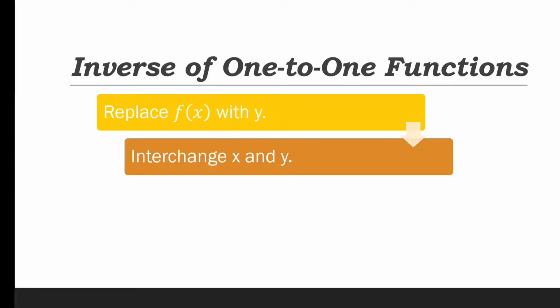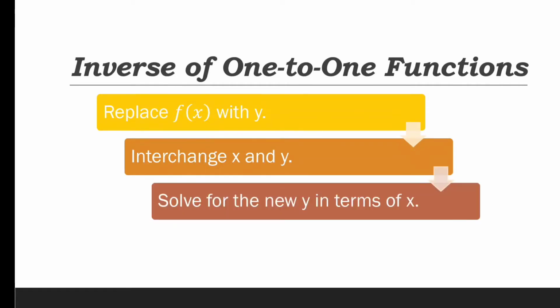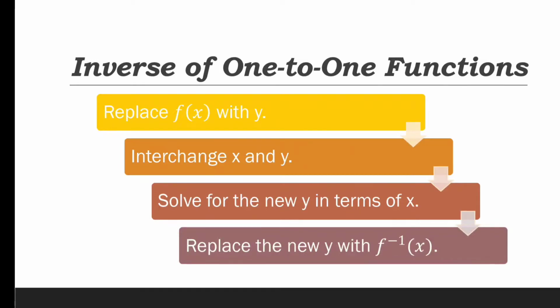We interchange x and y. Solve for the new y in terms of x. And replace the new y with f inverse of x.